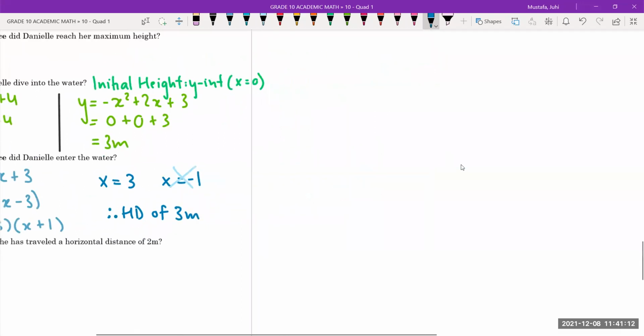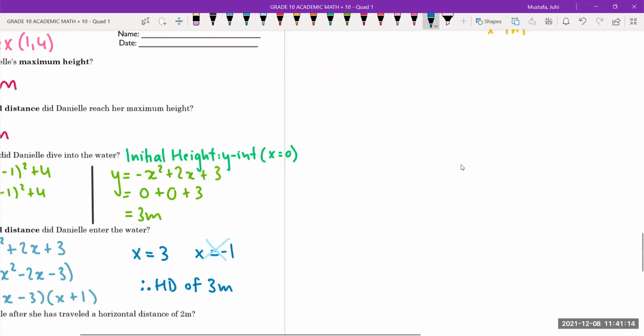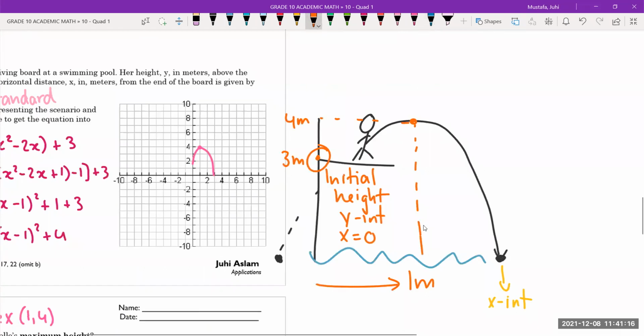Going back to our diagram, all this means is if it took her 1 meter to get to the highest point, it took her 3 meters from the starting point to get all the way to the end over here. And that means the other point is -1, but obviously we don't look at a negative distance.